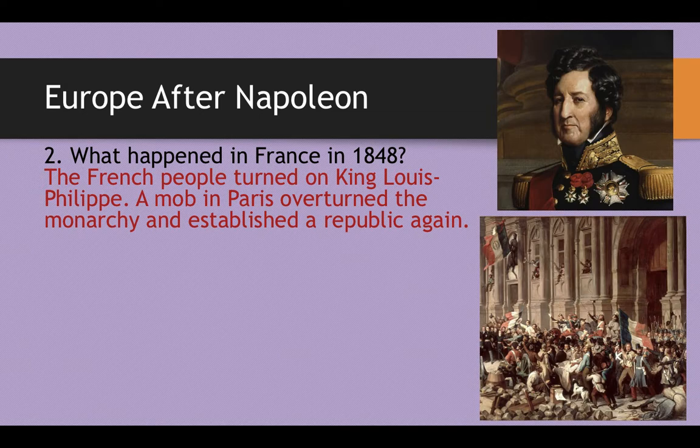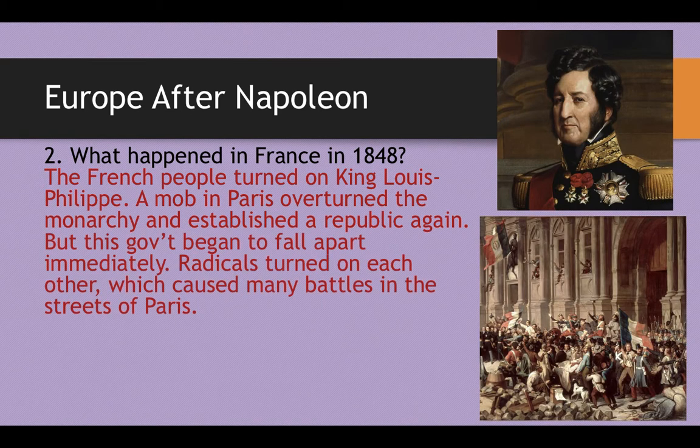Because things were good then, right, with the republic under the Jacobins. No, they weren't. So they wanted to continue to change the French government, said maybe this time it'll stick, this time it'll work, this will be the real revolution, a good one. But this government, once it was established, once King Louis Philippe was deposed and a republic was established, it began to fall apart immediately. Okay? You had radicals turning on each other, and this caused a lot of actual battles in the streets of Paris.